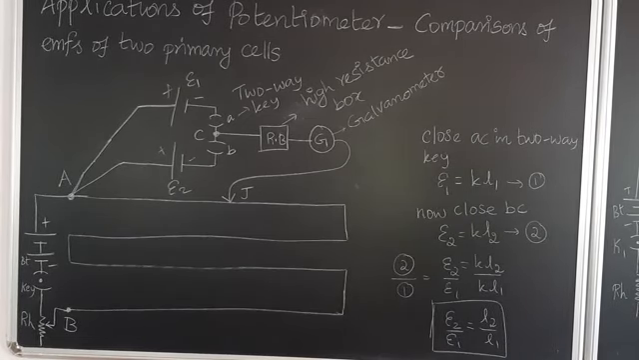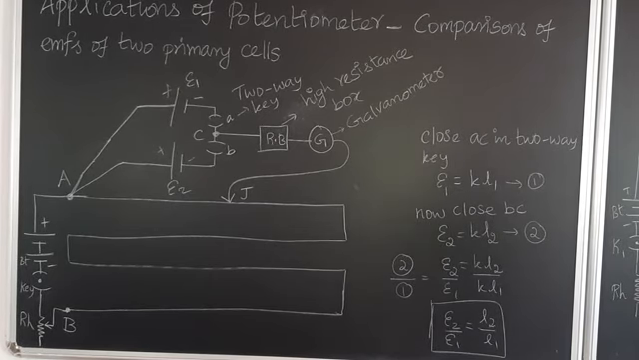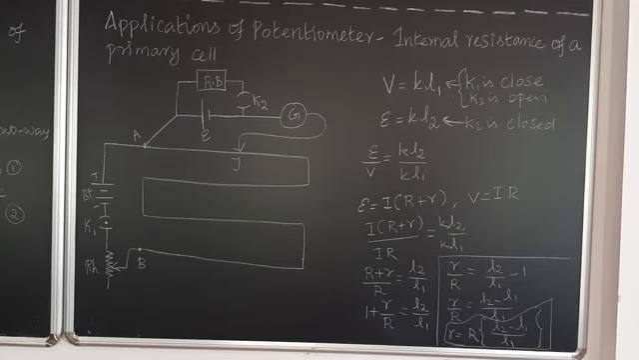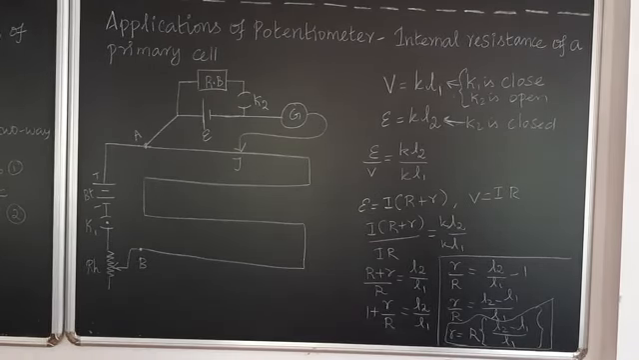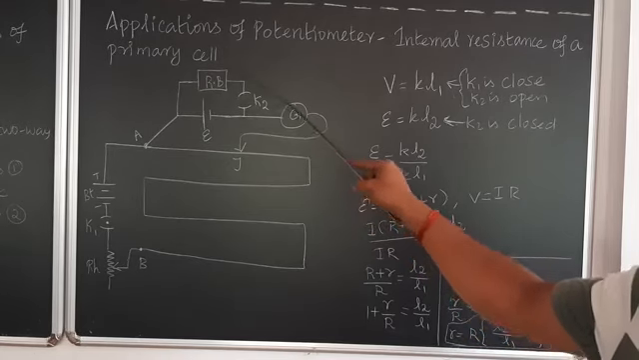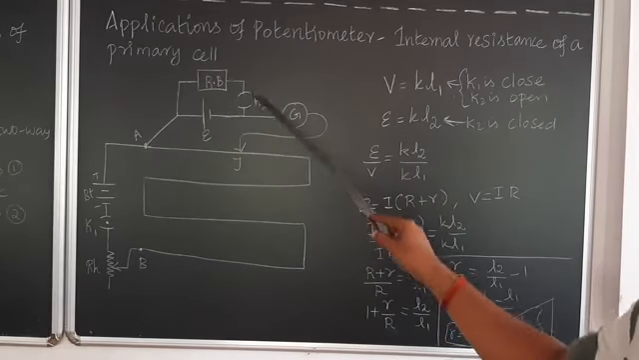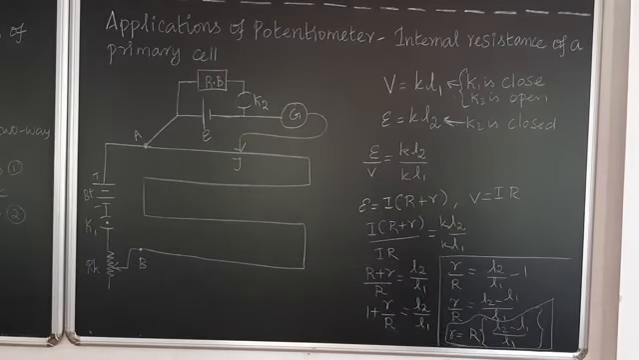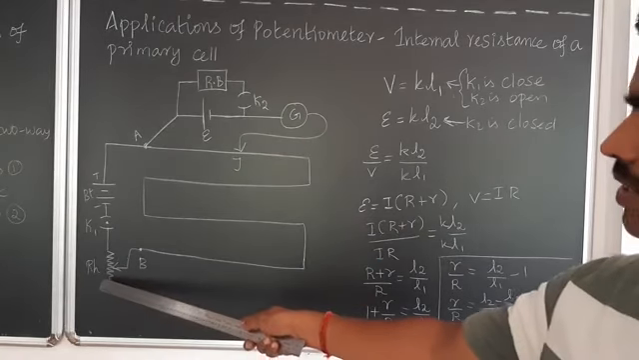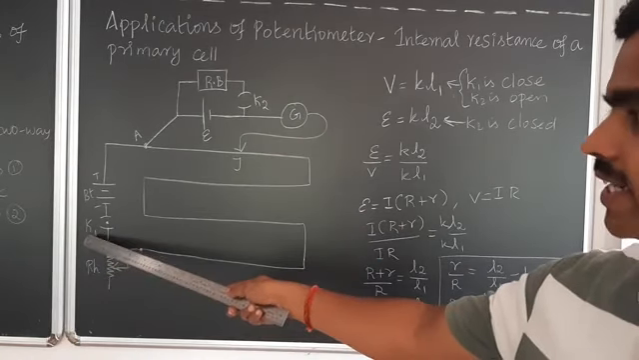Similarly, we have one more application, that is to find the internal resistance of a primary cell. The second application of the potentiometer is to find the internal resistance of a primary cell. In the previous case we compared the EMF of two primary cells. Here we remove one of the primary cells. Instead of the primary cells we connect a high resistance box, and here we use only a single-way key K2. Similarly we have the variable rheostat RH and key K1.